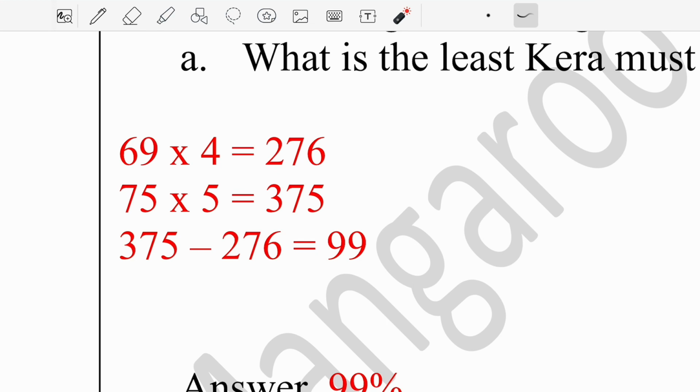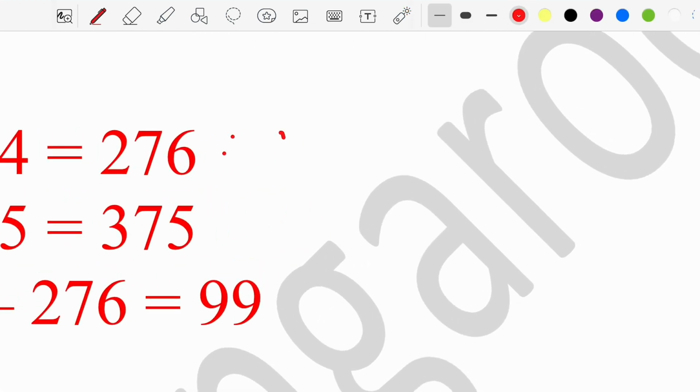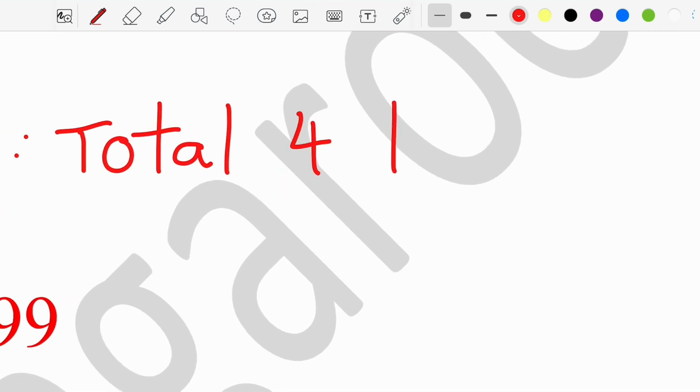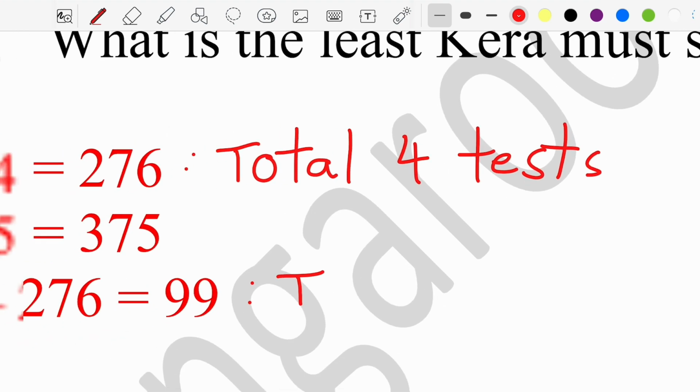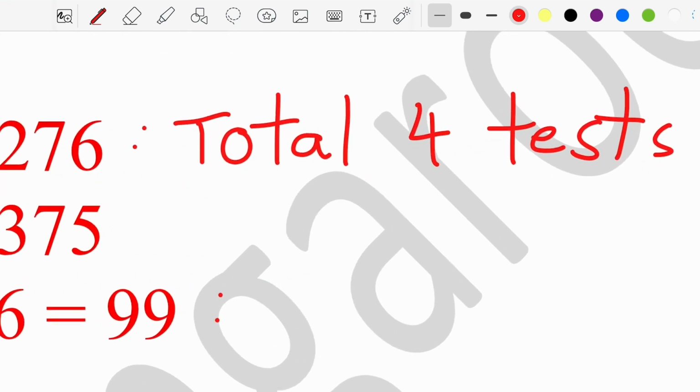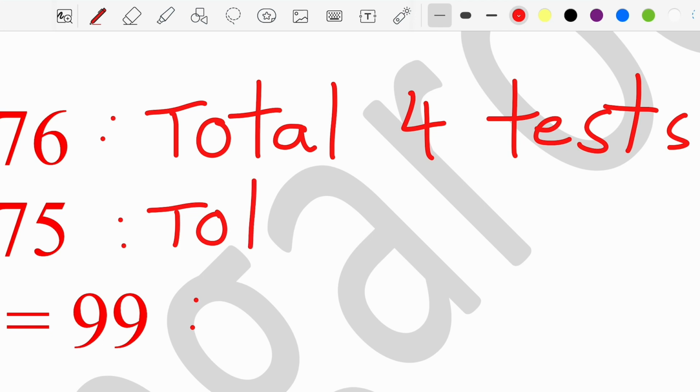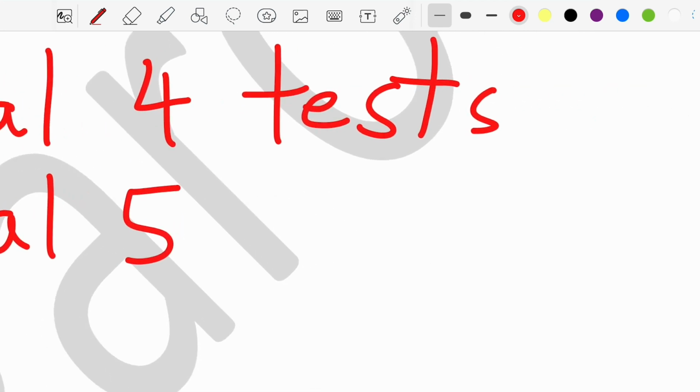And she wants to get an A grade. In order for her to get an A grade, she must score at least 75. An average of 75 rather in her 5 tests. So we can work the total out for the 5 tests. Right, so let's just put this is the total for the 4 tests. And this is the total for the 5 tests.